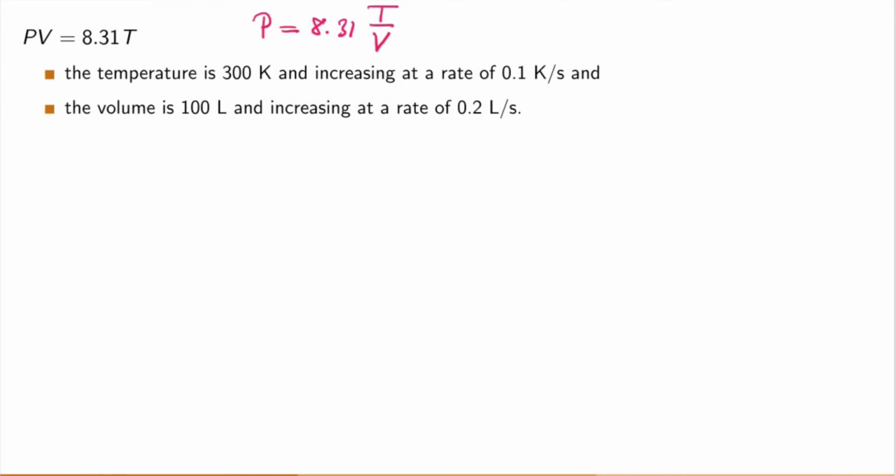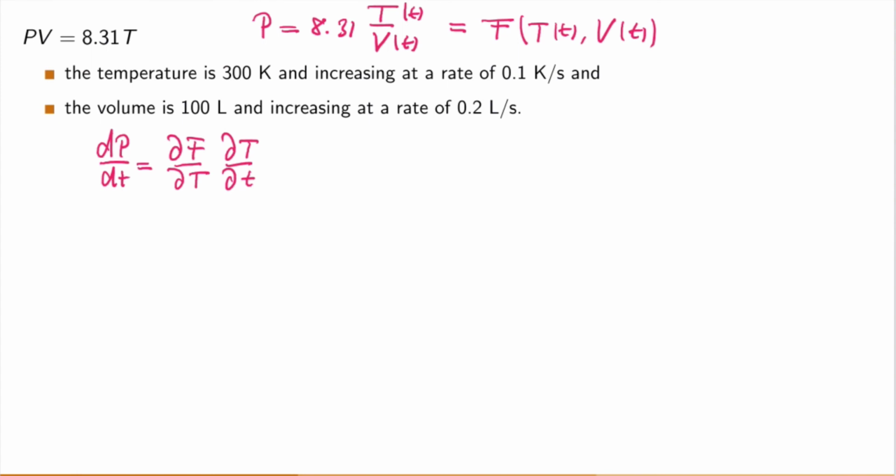But now T and V are changing in time. So the whole thing then would be a new function which depends on T, which depends on time, and V, which depends on time. It's exactly a chain rule situation where you have more than one variable depending on t. So we can use our wonderful chain rule. So then dP by dt would be dF by dT, dT by d little t, plus dF by dV, dV by dt.